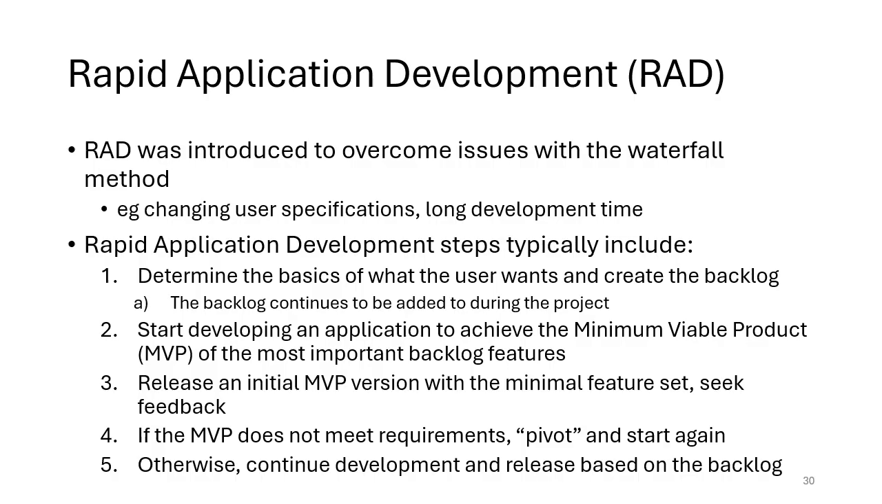If the MVP doesn't meet requirements, you start again. Maybe the way you're handling users is wrong. So what you could do is you go back to step one, you still have your initial backlog, but you might update or modify that backlog, and then you would develop or redevelop the application or parts of the application which don't work. So that's a so-called pivot. If the MVP does do what you need, then you continue development and release based on the backlog.